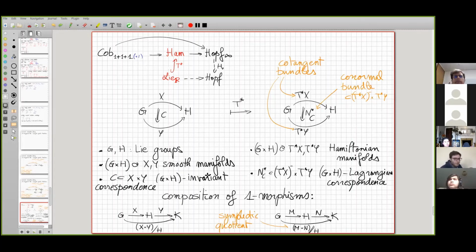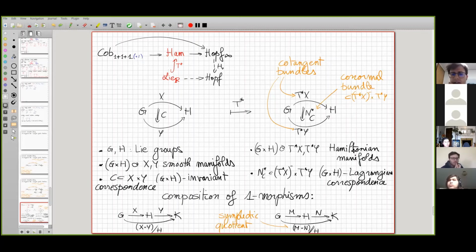Okay, so that lies in the differentiable category. And then to go to symplectic geometry, you can basically do the following. You would send a group to itself. These form the objects of the Ham category.